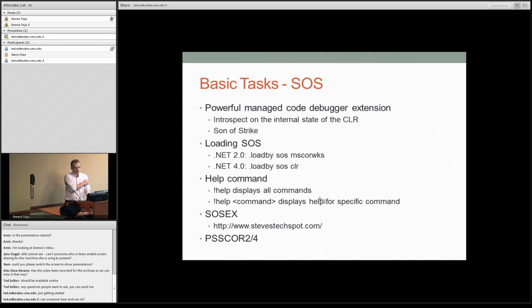To load it, up until .NET 2.0, you would use .loadby SOS mscorwks. And in 4.0 and beyond, you would use .loadby SOS clr. What this command does is basically say, I want you to load the SOS extension from the same path that mscorwks is loaded in. That way you don't have to type this really, really long path to the SOS extension, and it's just a neat shortcut, because SOS and mscorwks will always sit side by side, always.